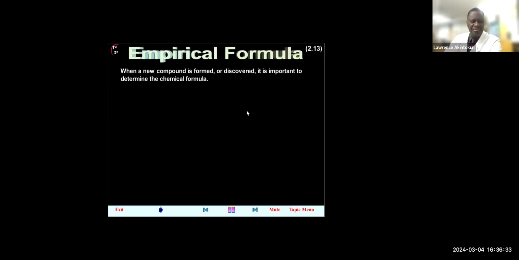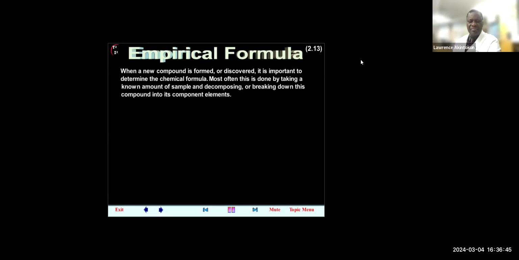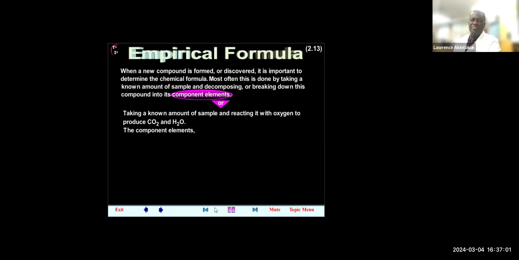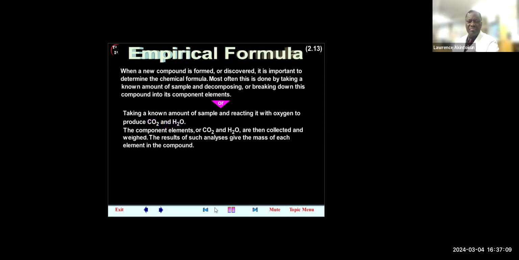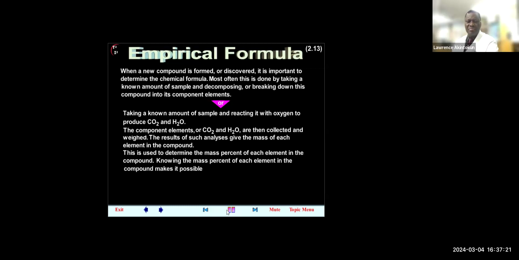When a new compound is formed or discovered, it is important to determine the chemical formula. Most often, this is done by taking a known amount of sample and decomposing or breaking down this compound into its component elements, or taking a known amount of sample and reacting it with oxygen to produce CO2 and H2O. The component elements, or CO2 and H2O, are then collected and weighed. The results of such analysis give the mass of each element in the compound. This is used to determine the mass percent of each element in the compound.